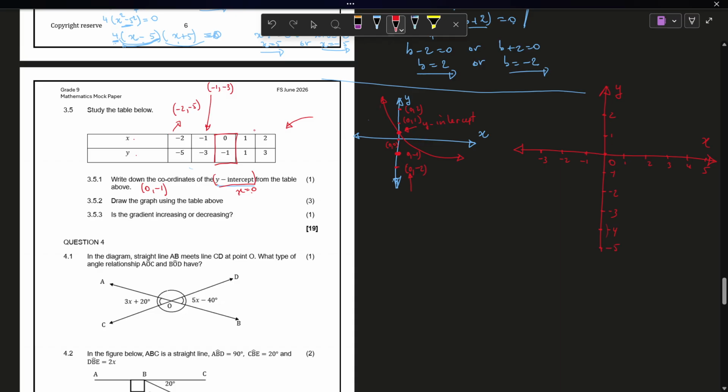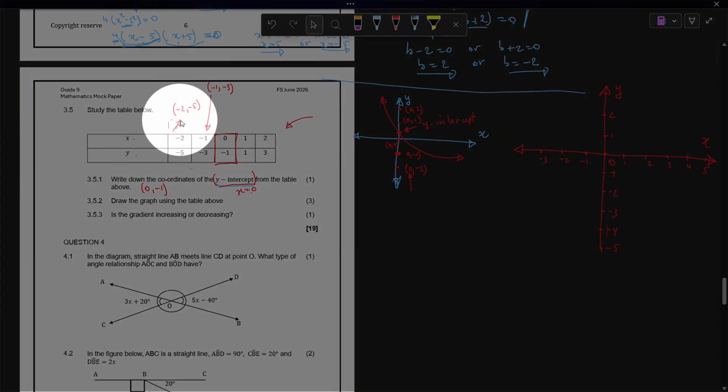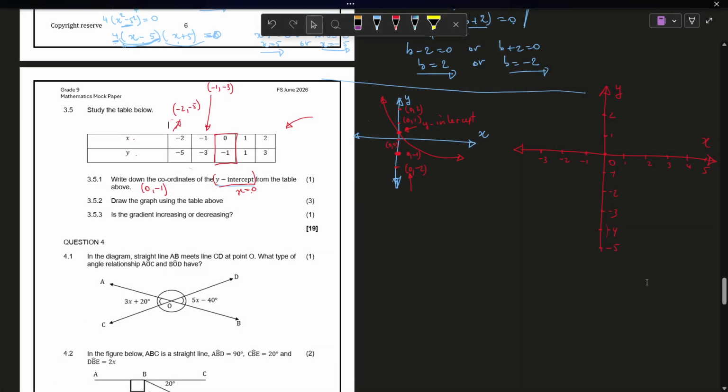So let me plot the first point. So the first point here, there it is. So let me just show you. This is the first point. Right here is -2, -5. So we've got to go to -2. So from the origin, we move -2. We are here. And then -5, so we go down here. Right here. So this is our first point, right? This is -2, -5.